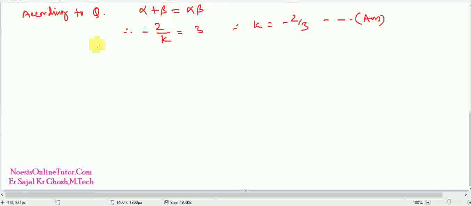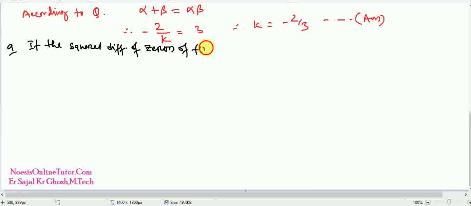Okay, I will show you the next mathematics. What is the next mathematics? Mathematics number 9. Here the question is, if the square difference of the zeros of f(x) equal to x square plus px plus 45 is 144, then find p.